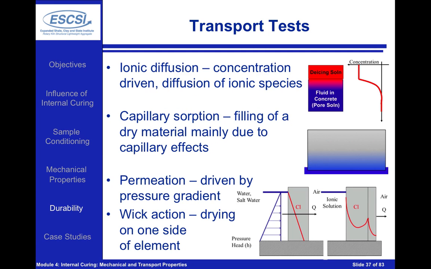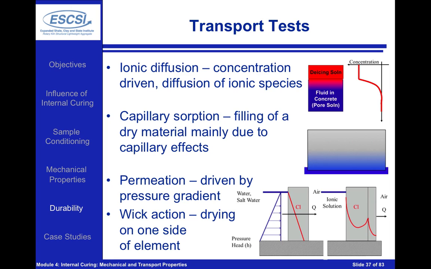Now, as we start to talk about the transport of different species or the transport of fluids through the concrete, it's important that we look at the words that we're going to use to describe the different mechanisms. So here we've really talked about 3 or 4 of the main mechanisms that happen inside of the concrete to allow fluids or ionic species to move from one side to the other.